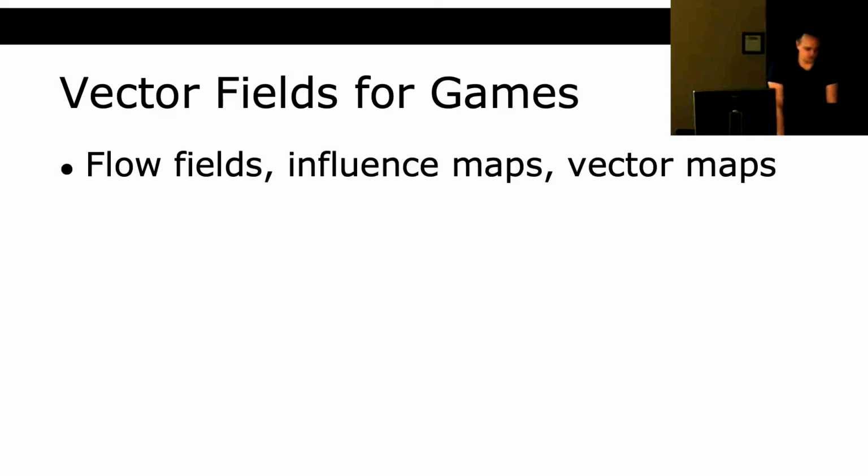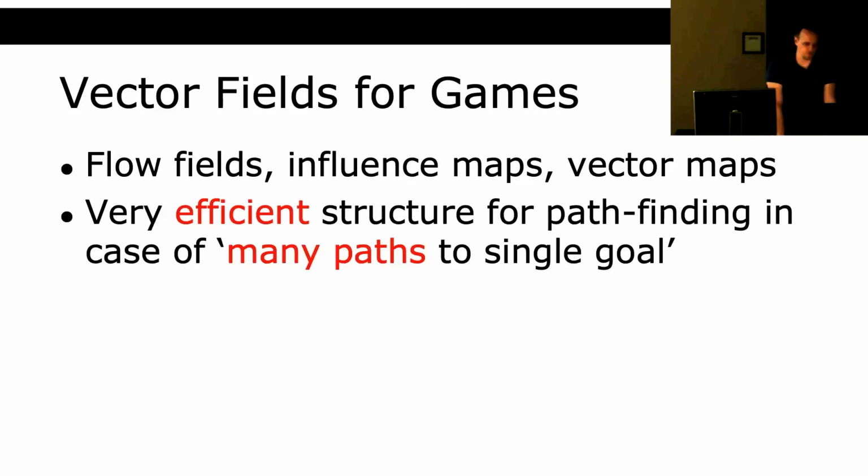So vector fields for games, sometimes they're called different things in different places. They may be called flow fields, influence maps, vector maps. They're called a bunch of different things. They're very efficient structures for pathfinding in cases of many paths to a single goal.